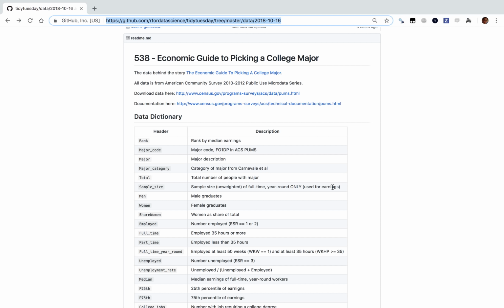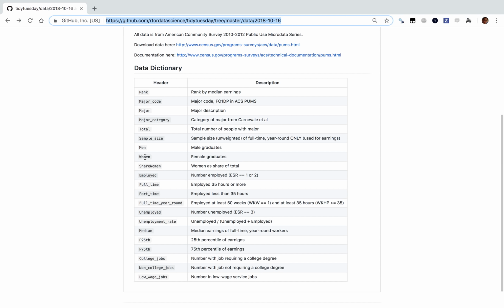So we're going to be looking at the economic guide to picking a college major, typical salaries, and it looks like while we have these totals, we also have a sample of people that were asked, full-time year-round, for their salaries afterwards. Okay, good to know.